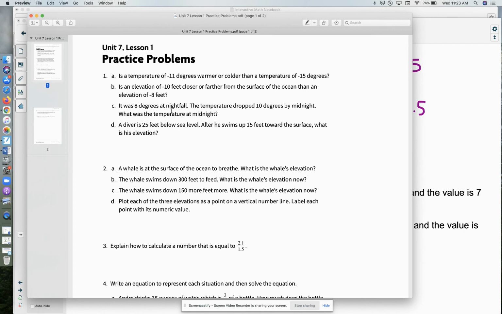It was 8 degrees at nightfall. The temperature dropped 10 degrees by midnight. The temperature is -2. If you drew a number line and went from 8 to the left 10 times, you would stop at -2. A diver is 25 feet below sea level. After he swims up 15 feet, what's his elevation? So 25 feet below, that's -25. He goes up 15, so then he would be at -10. He'd be 10 feet below sea level. Okay, you don't add 25 plus 15. You take away 25 minus 15.